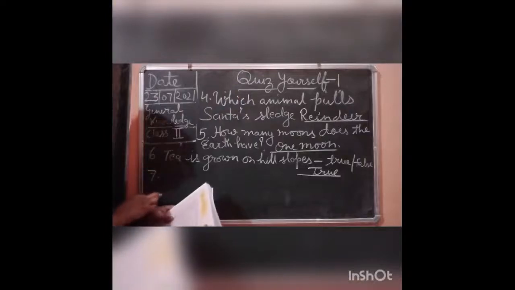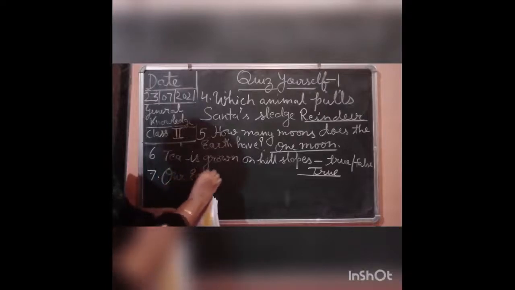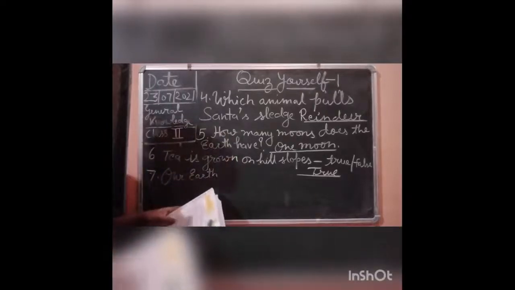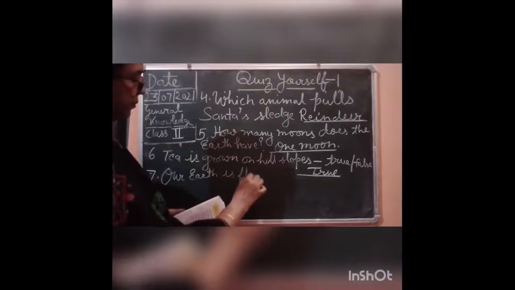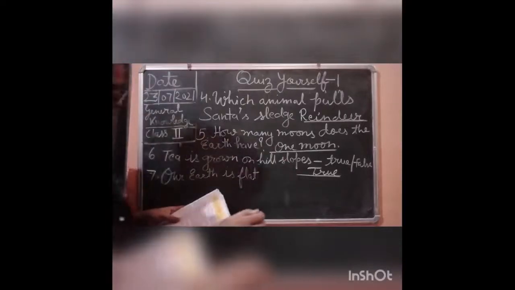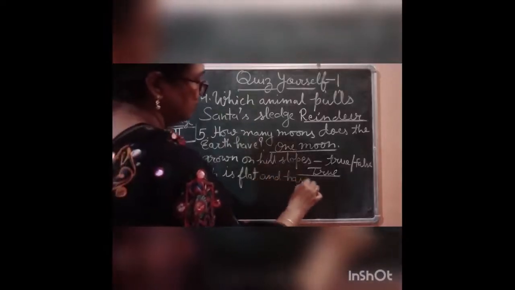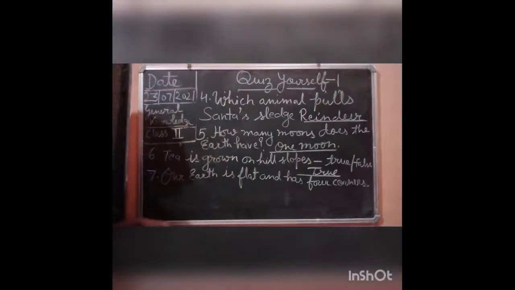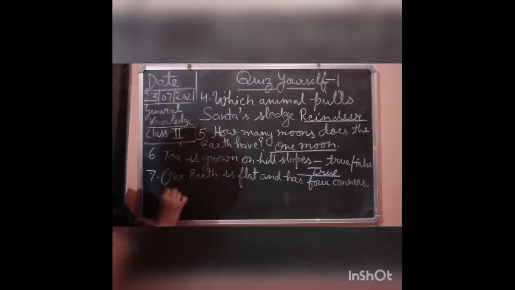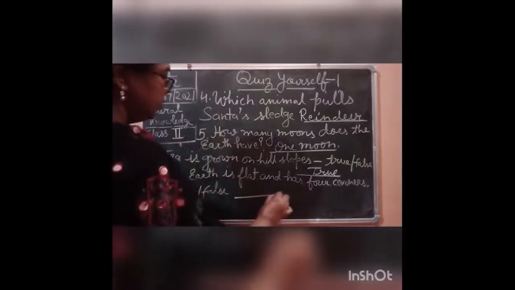Now 7th number we will see. Earth is flat and has four corners. Four corners. So children, this is a statement. Is it true or false? We have to write true or false. That we are going to write.